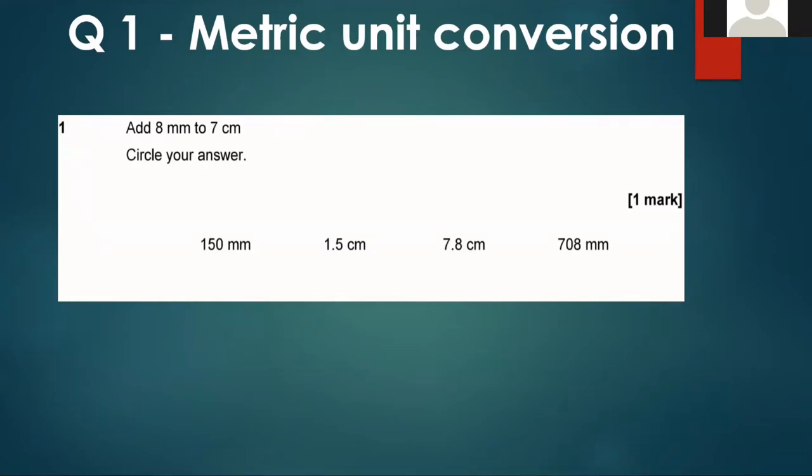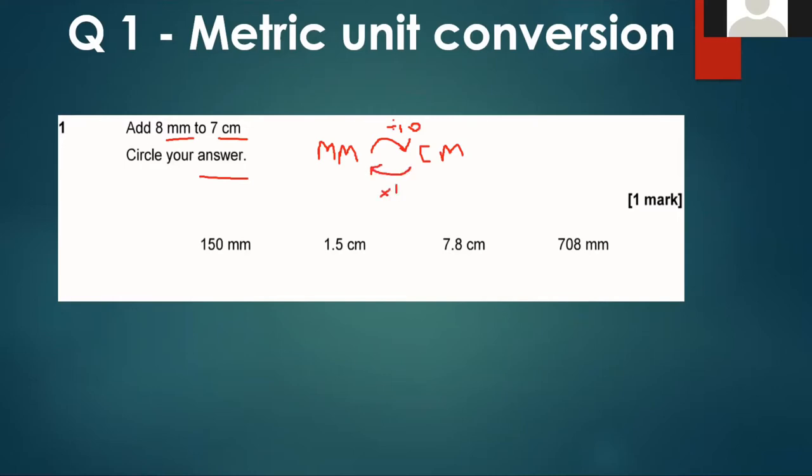Okay, question number 1, guys. It says add 8 millimeters to 7 centimeters. Circle your answer. Well, first, you've got two different measurements here. So what we're going to do is convert millimeters to centimeters. To go from millimeters to centimeters, I'm going to divide by 10. And going vice versa, centimeters to millimeters, I can times by 10.